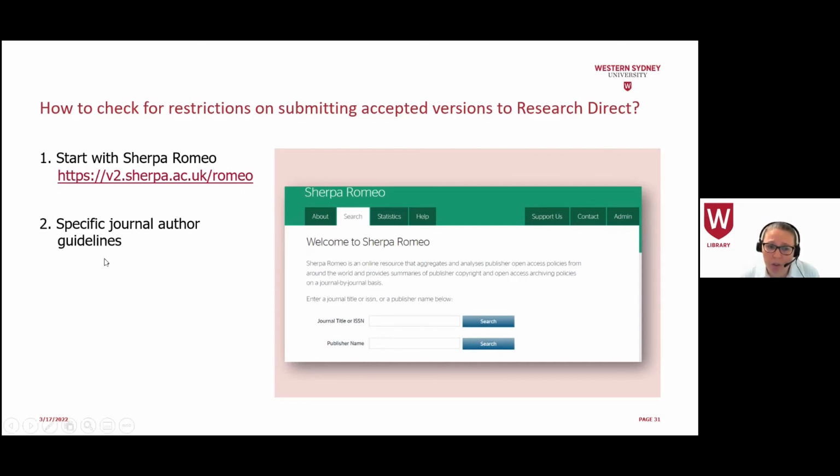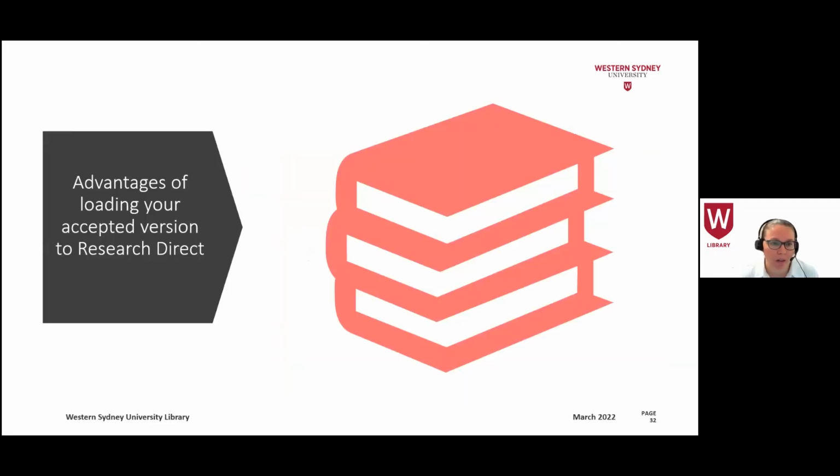There will be specific journal author guidelines as well that you can have a look at for your particular journal. And you can also ask the library for help if you're not quite sure which type of journal category it might be coming under as well.